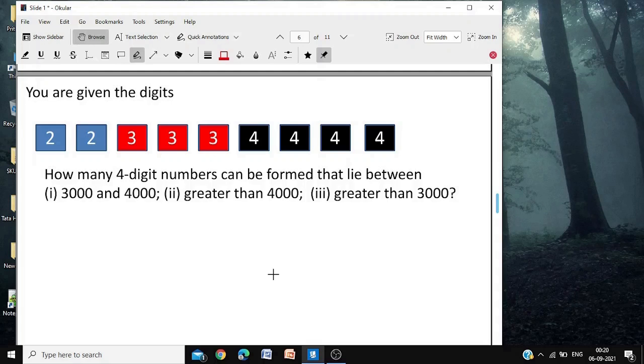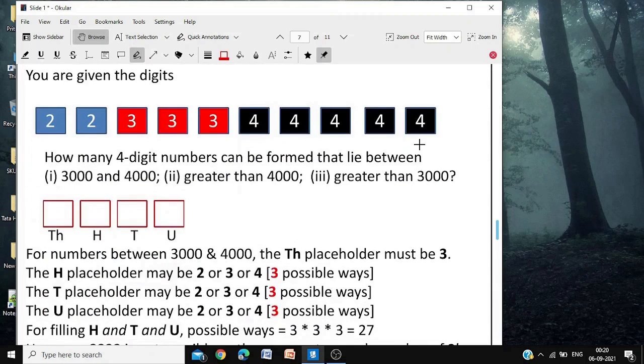How many 4-digit numbers can be formed from these given slips? Small slips of paper in which certain digits are written. How many 4-digit numbers can be formed? The first is between 3000 and 4000. The second is greater than 4000. And the third is greater than 3000. Now see. We will take the first case, between 3000 and 4000.